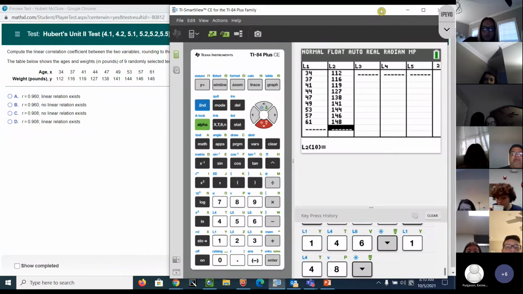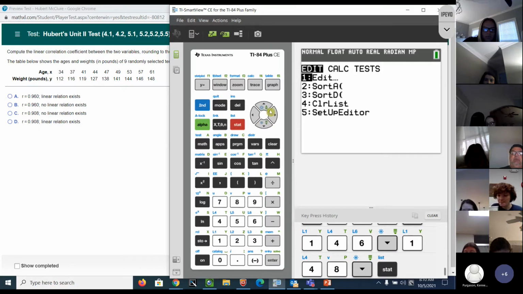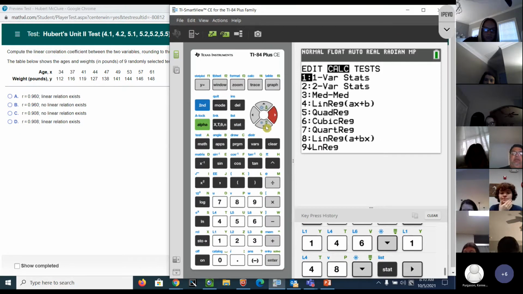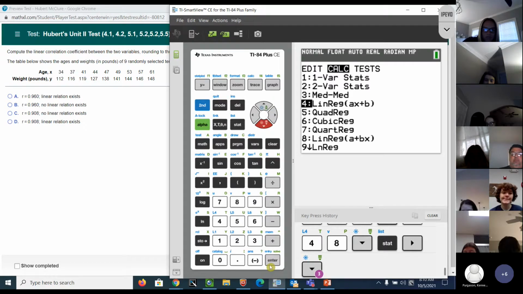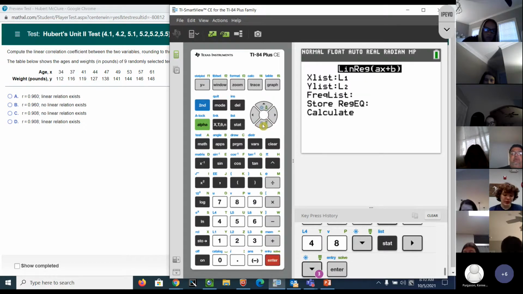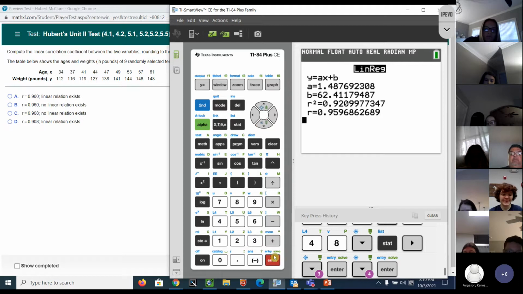Oh, all right, let's get a correlation coefficient. So, Stat, calculate, linear regression, and make sure it's on L1 and L2, and calculate. I got 0.960.